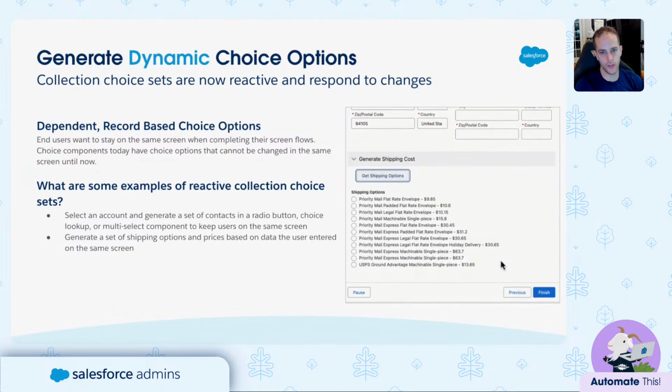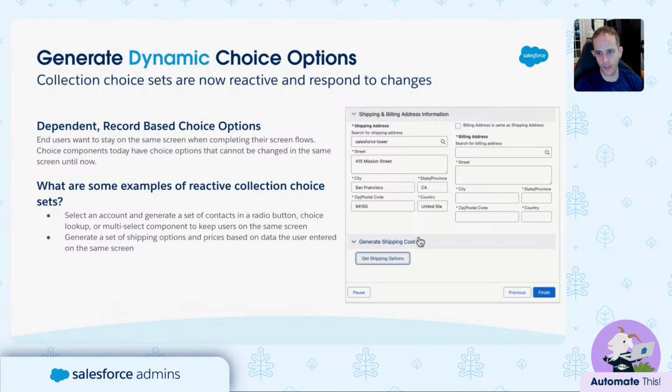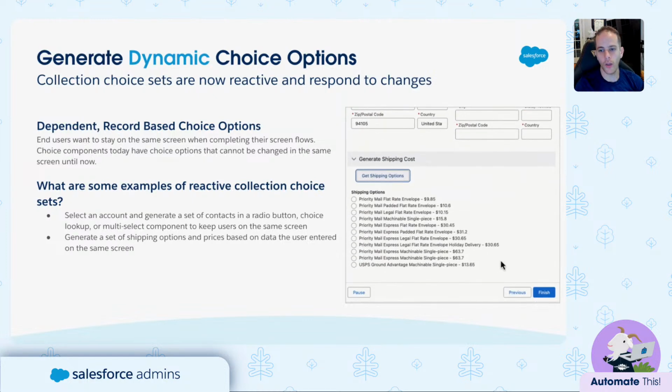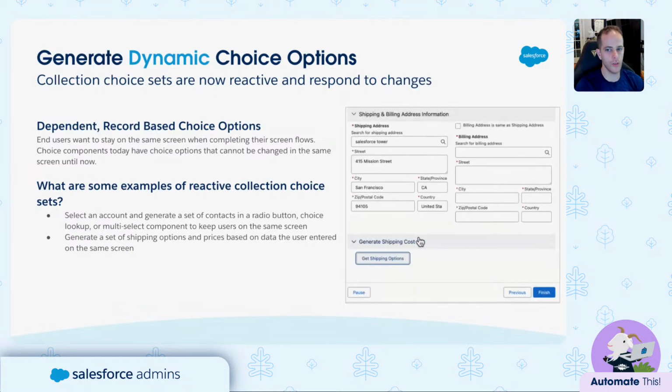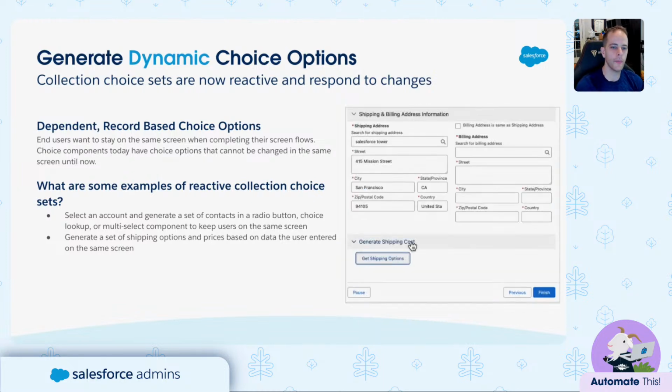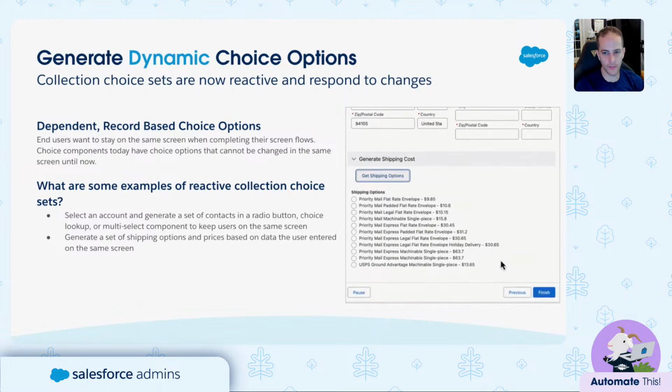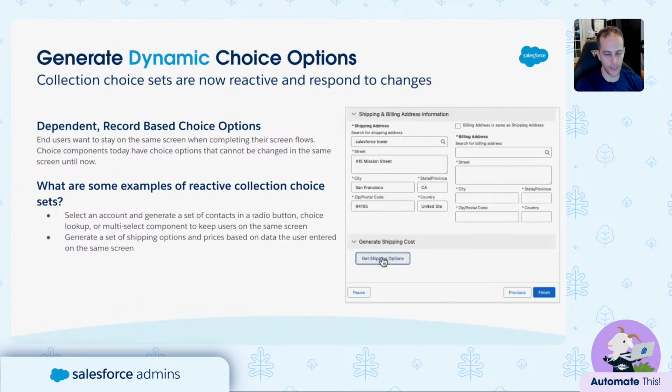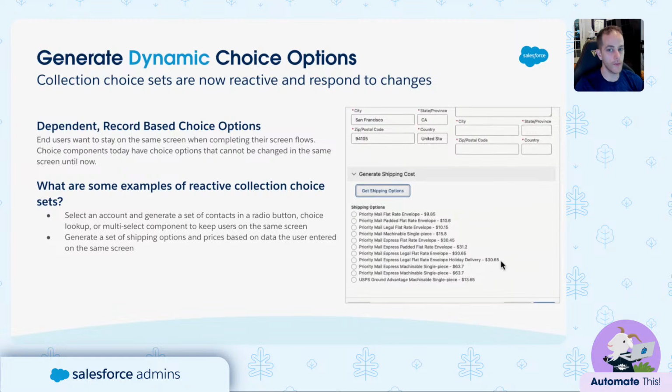So here I have an example that I'm about to show in our demo, where we call out to the USPS API and return a bunch of shipping options for a given product dimensions and zip code. So really powerful stuff, because people have been asking for the ability to dynamically create choice options for a very long time, and I'm very excited to deliver this.